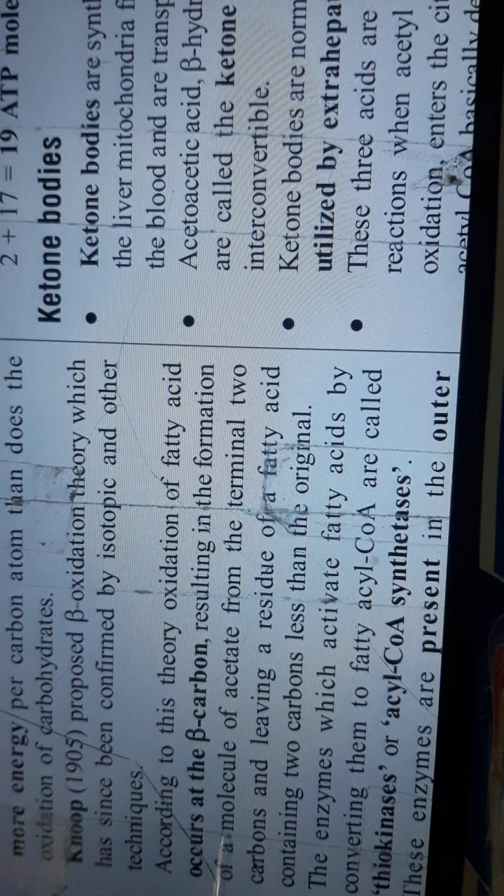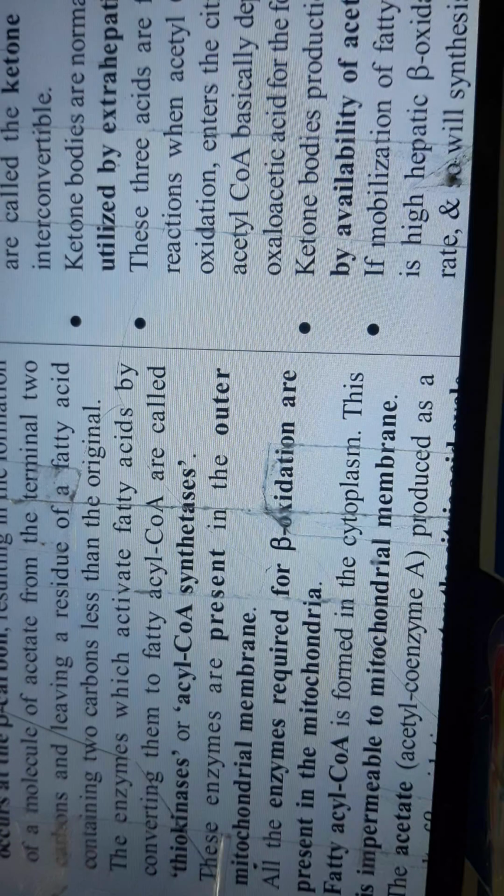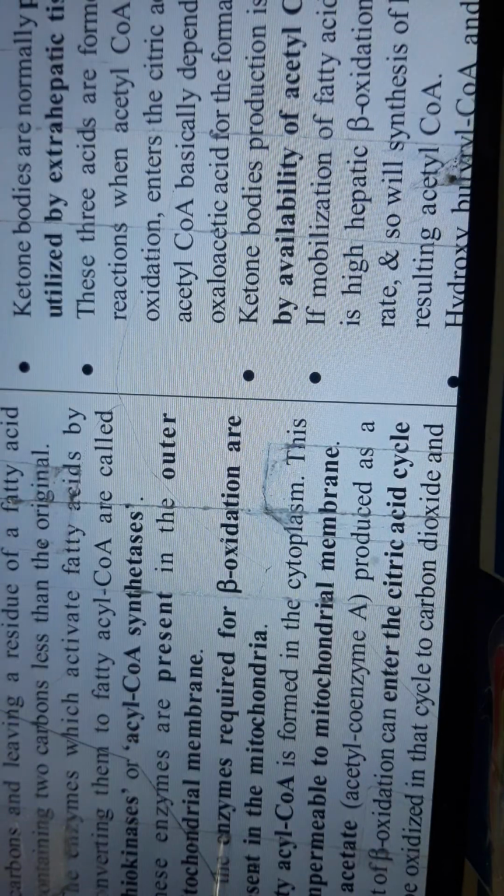According to this theory, oxidation of fatty acid occurs at the beta carbon, resulting in the formation of a molecule of acetate from the terminal 2 carbons and leaving a residue of fatty acid containing 2 carbons less than the original. The enzymes which activate fatty acids by converting them to acyl-CoA are called thiokinases or acyl-CoA synthetases. These enzymes are present in the outer mitochondrial membrane.